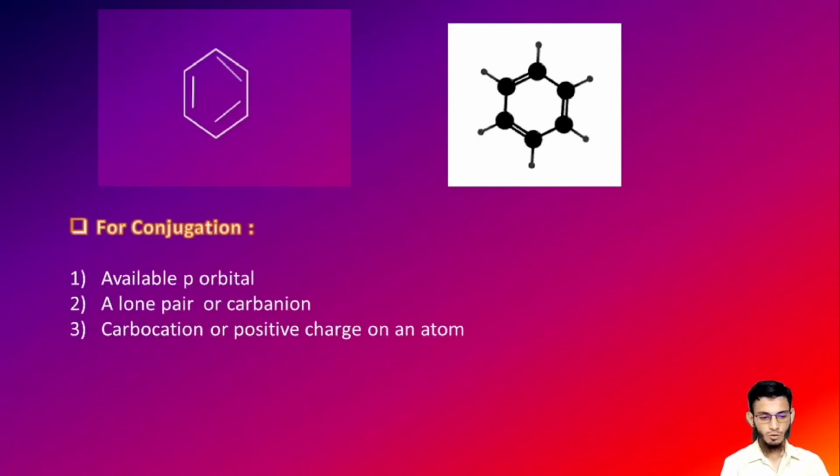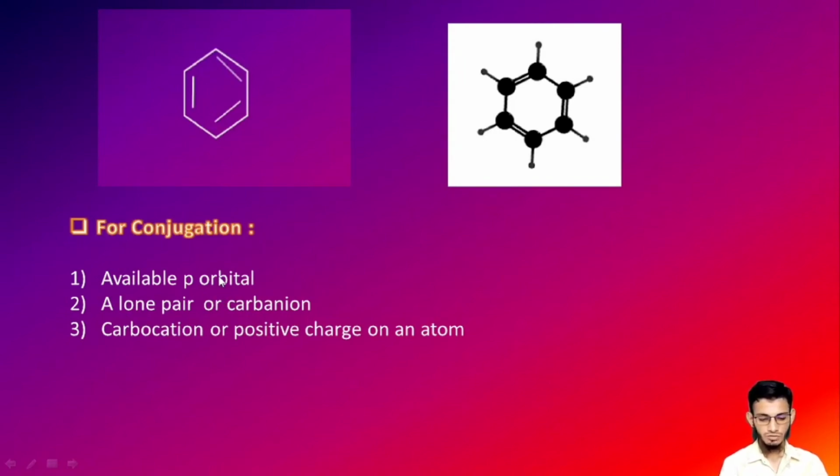And for conjugation, you know very well that an available p orbital is required. A p orbital must be present for conjugation. These are p orbitals that are parallel to each other and separated by one sigma bond. Remember this thing. And second, a lone pair, or a negative charge on a carbon atom or any other atom. And a carbocation, made when carbon is connected to an electronegative element, and when the electronegative element is removed, carbon gets a positive charge, and also a positive charge on any atom. So simply such three things are required for conjugation. You should remember it, and we will discuss it in the examples also.